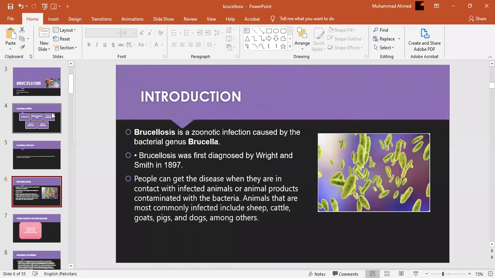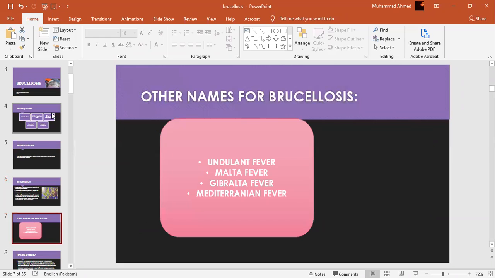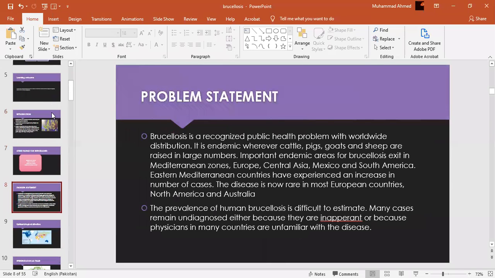Brucellosis was first diagnosed by Wright and Smith in 1897. People can get the disease when they are in contact with infected animals or animal products contaminated with the bacteria. Animals that are most commonly infected include sheep, cattle, goats, pigs, and dogs, among others. The other names for brucellosis are undulant fever, Malta fever, Gibraltar fever, Mediterranean fever. It is called undulant fever because it has a waxing and waning pattern just like a wave.